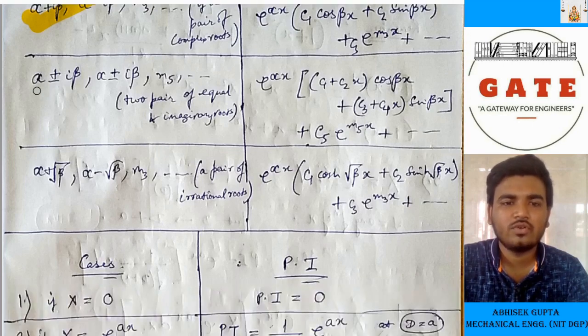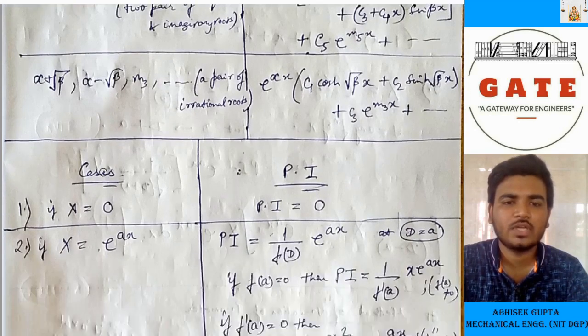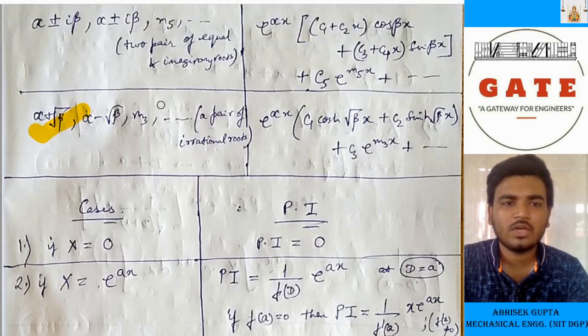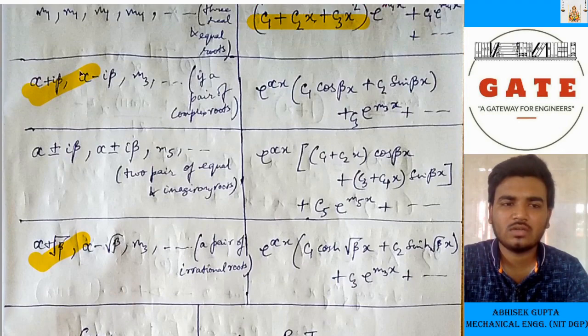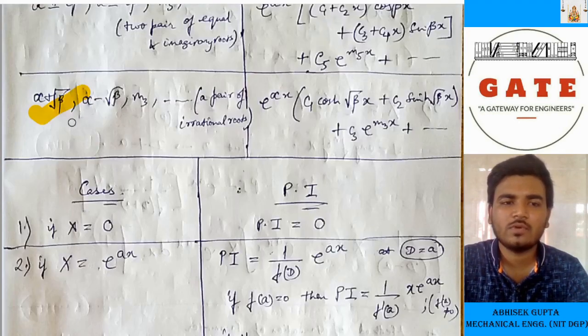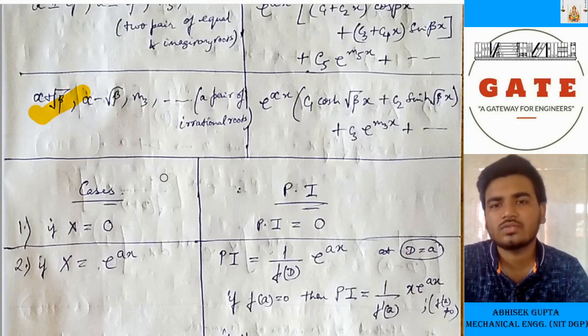Now, if there are two pairs of equal imaginary roots, then the solution is e^(αx)[(c1 + c2 x) cos βx + (c3 + c4 x) sin βx] + c5 e^(m5 x) + ... Now, if I had a pair of irrational roots α + √β, α − √β, because imaginary roots occur in pairs and the irrational form also occurs in pairs by finding the roots.